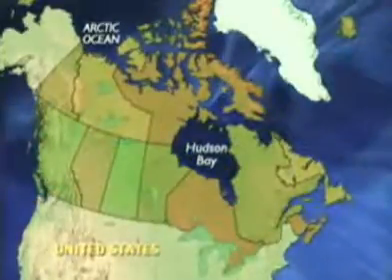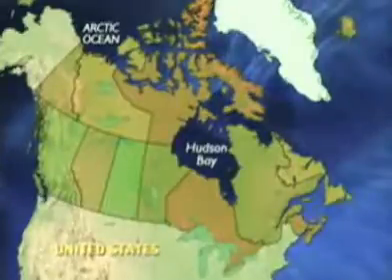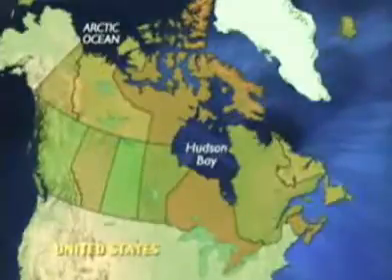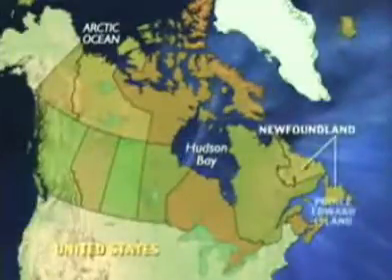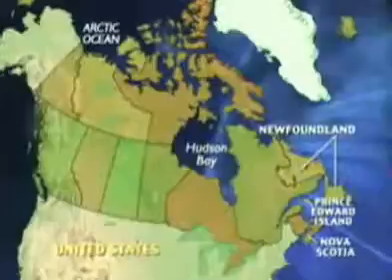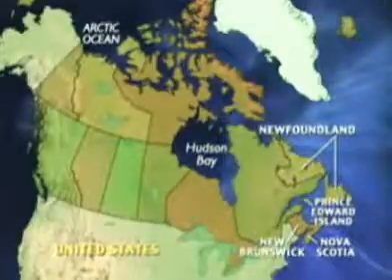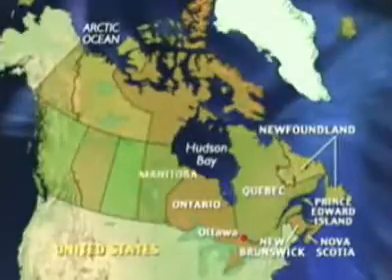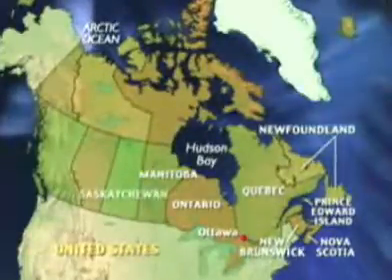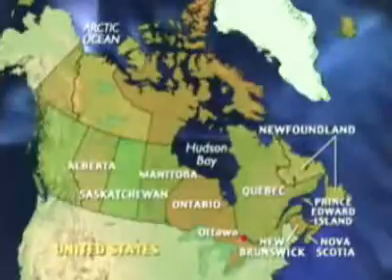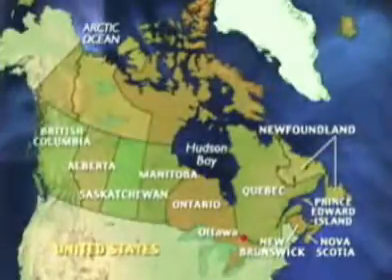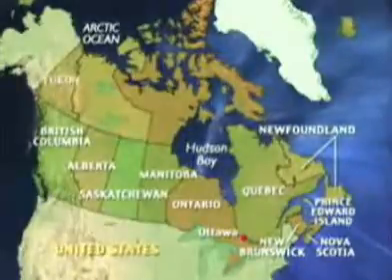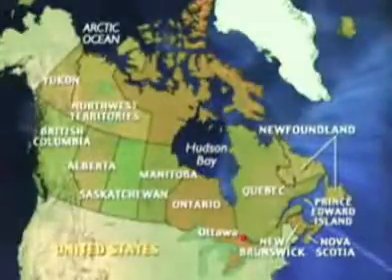Canada is divided into 10 provinces and 3 territories. From east to west, the provinces are Newfoundland, Prince Edward Island, Nova Scotia, New Brunswick, Quebec, Ontario, with Ottawa, Canada's capital, Manitoba, Saskatchewan, Alberta, and British Columbia. The 3 territories in North Canada are the Yukon Territory, the Northwest Territories, and Nunavut.